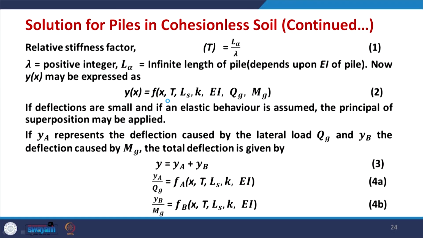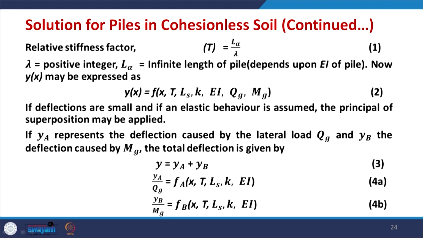K, we already talked about K; that is the modulus of subgrade reaction. EI is the flexural rigidity of the pile, and naturally it will also depend on the load which you are applying from the top, Qg and Mg. So, this is depending on 1, 2, 3, 4, 5, 6, 7 parameters.